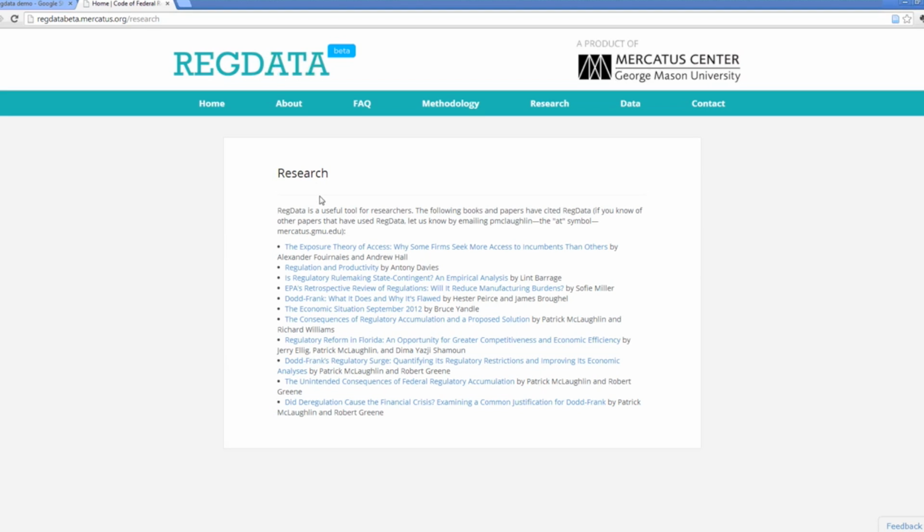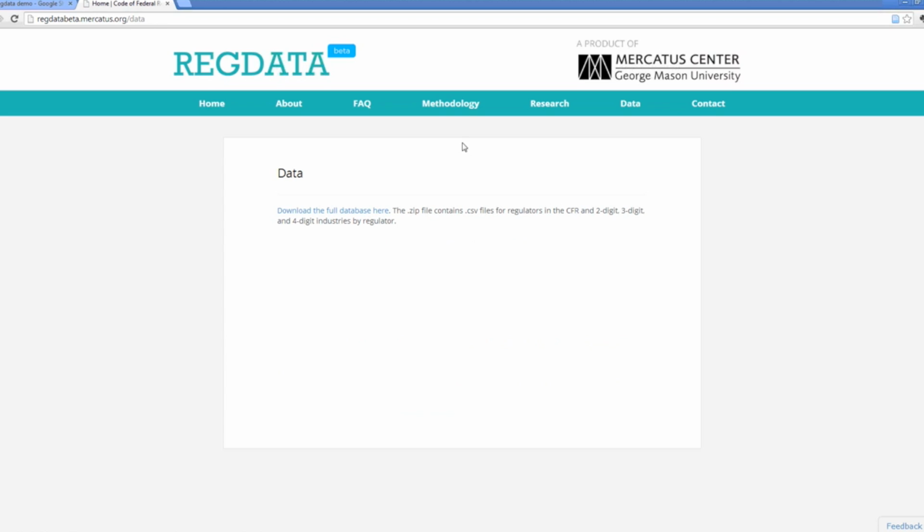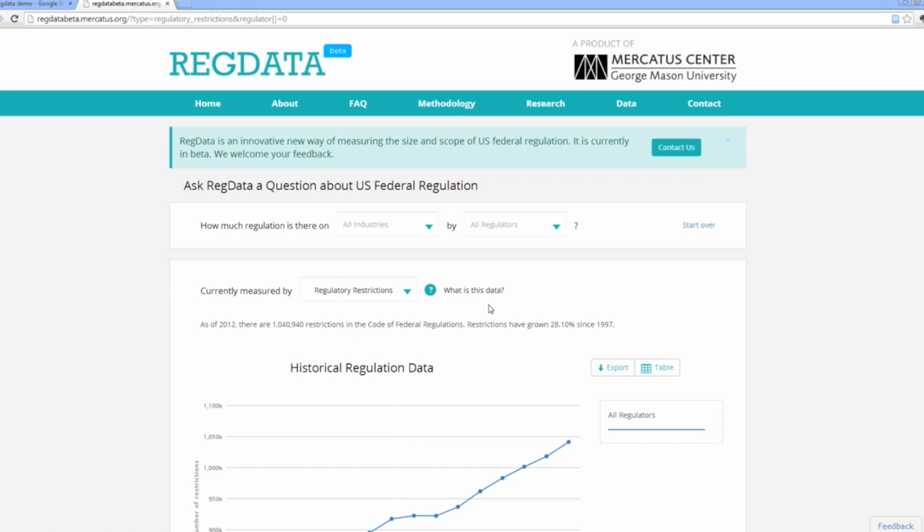Now I've clicked on the research tab. Just all the different papers that have used it. This will be growing over time. So as more research is produced, or more charts and graphs, we're going to eventually put those up on the website too. And so you'll be able to check back or even follow on Twitter, which I'll show you soon, to keep updated on what's used RegData. And then you click on the data tab and you can download the whole beast yourself. All right, supposing you had downloaded the data.